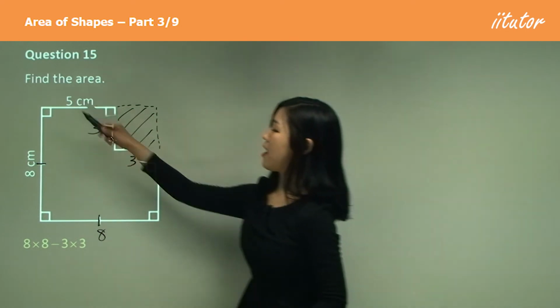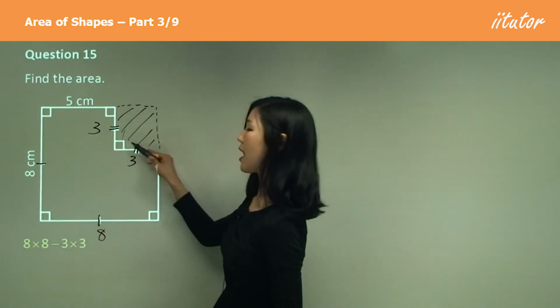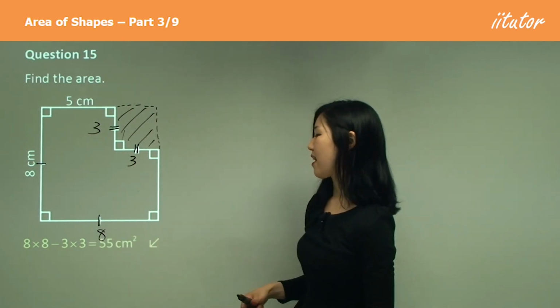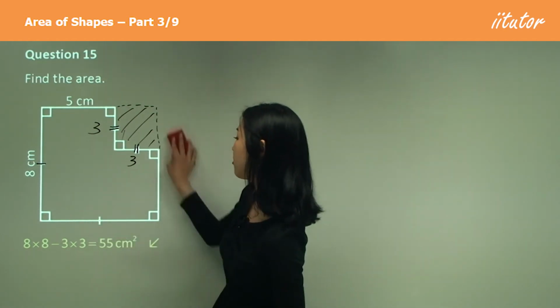Very simple to find. So let's find the area. We simply do 8 times 8 minus 3 times 3, which is just 8 squared minus 3 squared, isn't it? Just calculate that, guys. It should be 55, okay? Calculation I don't worry too much about.